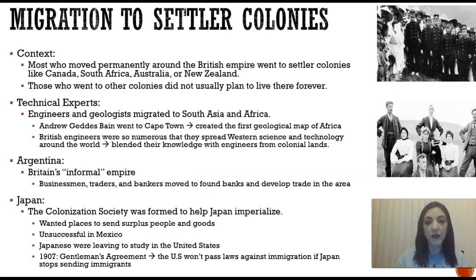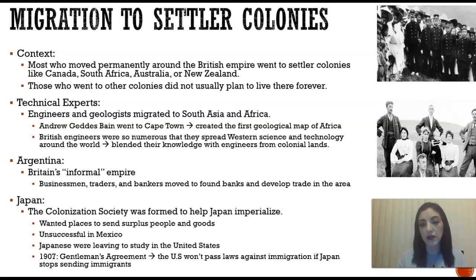All right, so then we have migration to settler colonies. Some of the background. Most people who moved permanently around the British Empire went to settler colonies, because when you have a settler colony, it means there's going to be an established group of people that are going to stay there. They're not just going to go and take resources and then go back home. They're actually going to try and establish a community, a society, a government, a republic, whatever you want to call it. They're going to create a home base in that area.